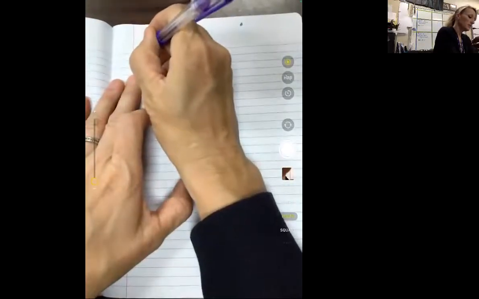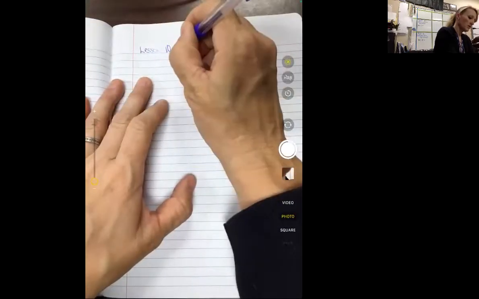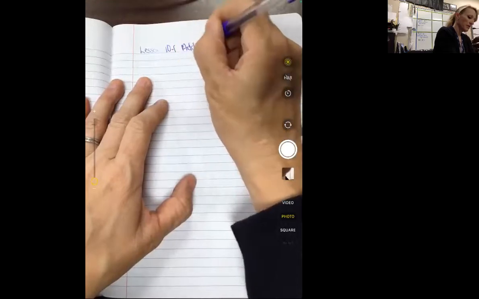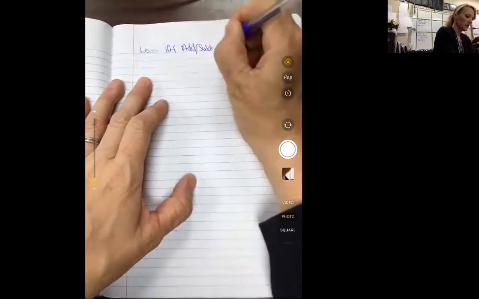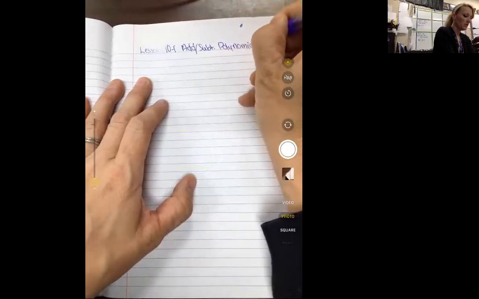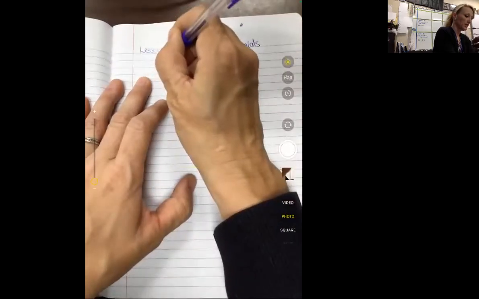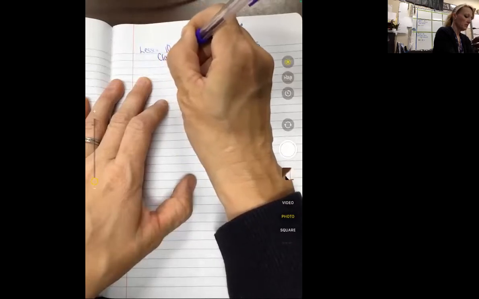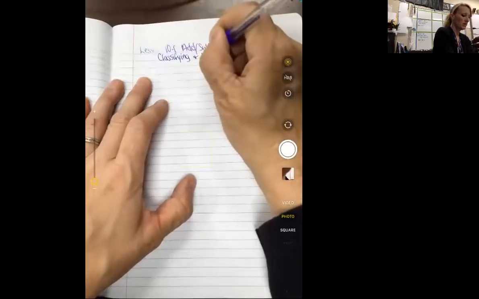Okay, so this is lesson 10-1, and it is on adding and subtracting polynomials. We are also going to be talking about classifying and writing in standard form.